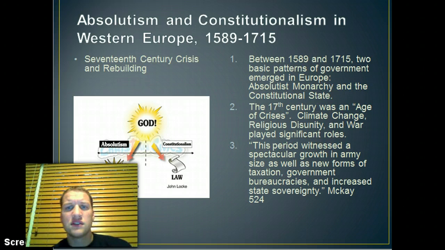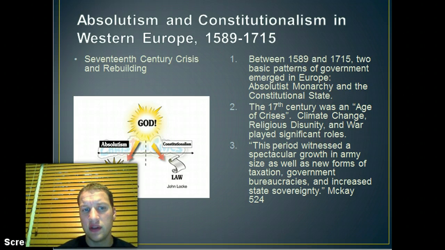So between, as you can see in the slide, between 1589 and 1715, two basic patterns of government emerged in Western Europe: absolutist monarchy and the constitutional state. For the most part, we're going to see the rise of absolutist monarchy occur throughout Western Europe and Eastern Europe, with Great Britain and the Dutch Republic being exceptions with the development of the constitutional state.